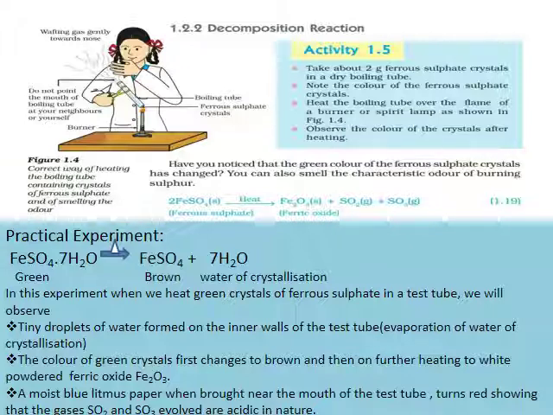The color of green crystals FeSO4.7H2O first changes to brown FeSO4 and then further on heating it changes to white powdered ferric oxide, Fe2O3, as shown in the equation in the book. A moist blue litmus paper, when brought near the mouth of the test tube, turns red, showing that the gases SO2 and SO3 evolved are acidic in nature.